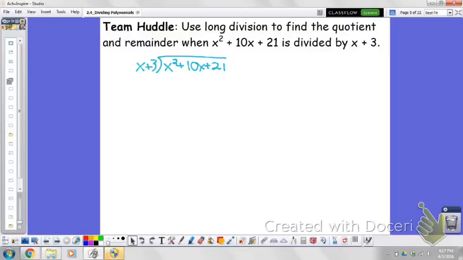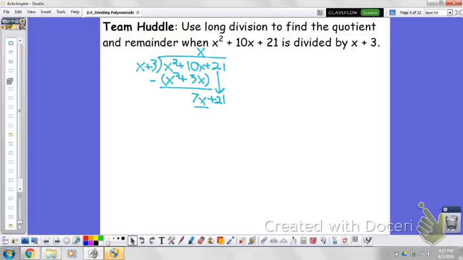First thing we do is x squared divided by x, which is just x. So we write that x above the 10x. Then do x times x plus 3, which is x squared plus 3x. We're going to subtract those. 10x minus 3x is 7x. The x squared minus x squared is gone. Bring down our 21. So we have plus 21.